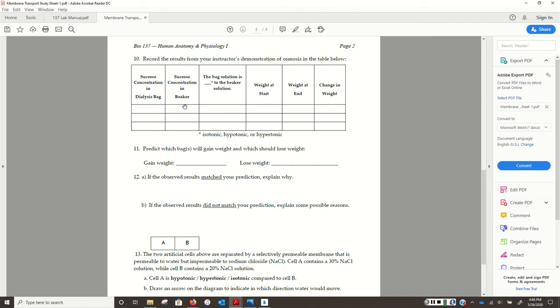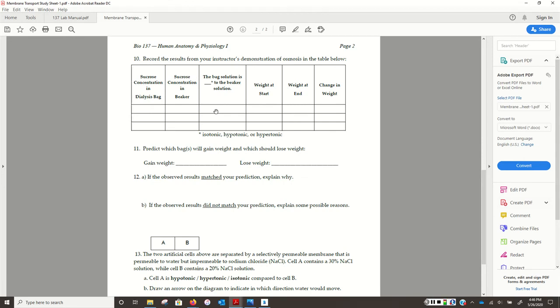Now, what we would say is the bag, that cell, is blank to the beaker. What would we say? The bag is hypertonic to the beaker because the bag has 40. The beaker has 0. 40 is greater than 0. The bag is hypertonic to the beaker.